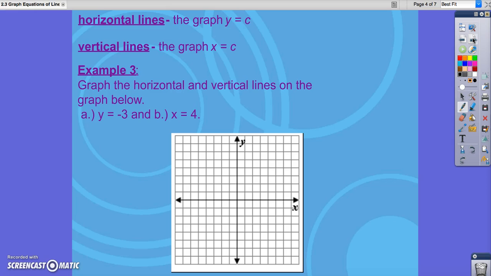So example 3, graph the horizontal and vertical lines on the graph below. Y equals -3. Here's how I remember it. First, you start by finding where -3 is on the y-axis. So -3 would be what, down 3? Right here. Okay.